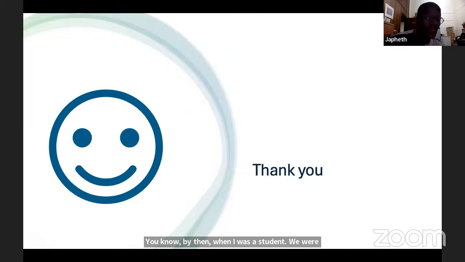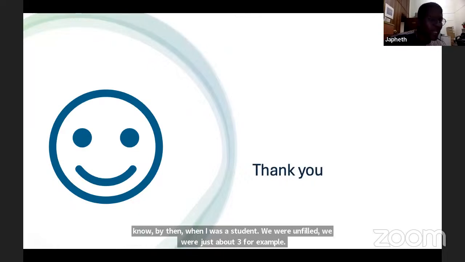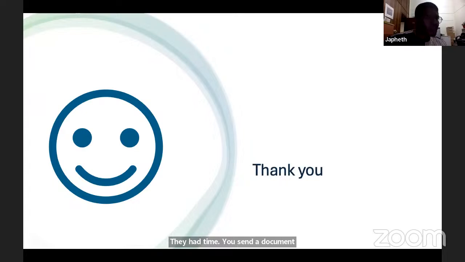They had time. You send a document to them overnight, they are able to look at it and give you feedback the next day. That made life comfortable for both the student and the lecturers. Now, for example, that you have one lecturer to about 10 students, having to review all the things written by students is challenging.